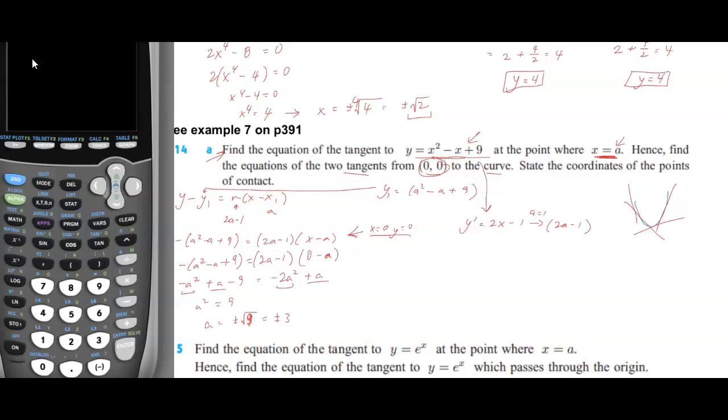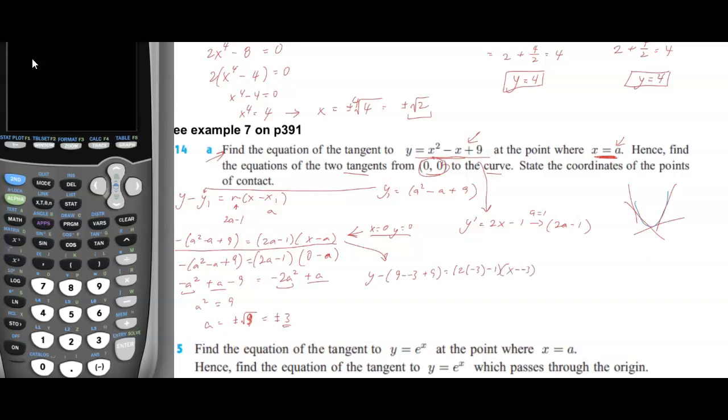Now what do they want to know? Hence find the equation of the two tangent lines. Okay, so we could find the tangent lines by putting in plus or minus 3. First I'm going to plug negative 3 in here, so I get y minus 9 minus negative 3 plus 9 equals 2 negative 3 minus 1 times x minus negative 3.